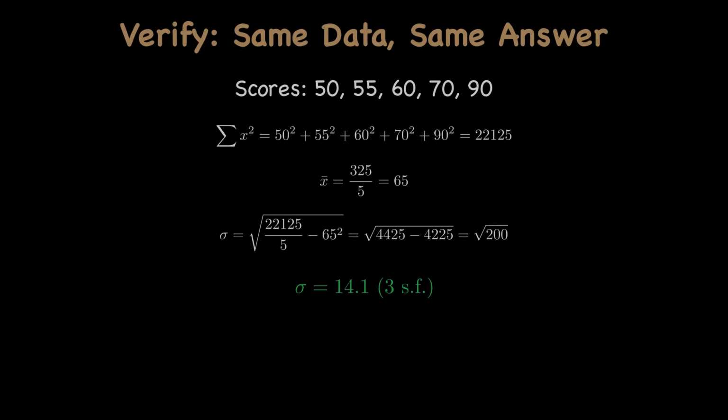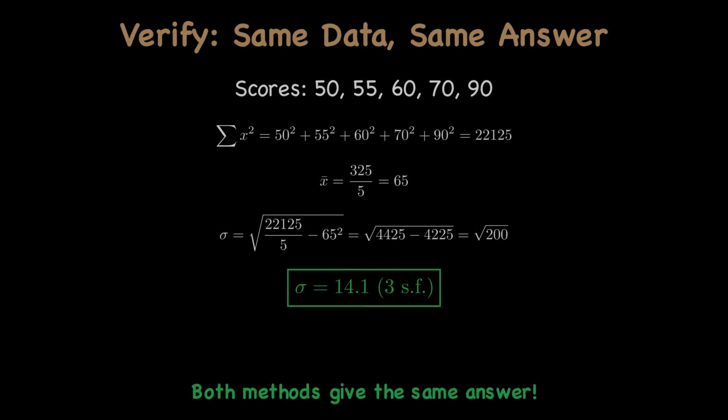Step 3. Apply the formula. Sigma equals the square root of 22,125 over 5 minus 65 squared. That's the square root of 4,425 minus 4,225 equals the square root of 200, which gives us 14.1 to 3 significant figures. Same answer. Both methods give the same answer. You can use whichever you prefer.